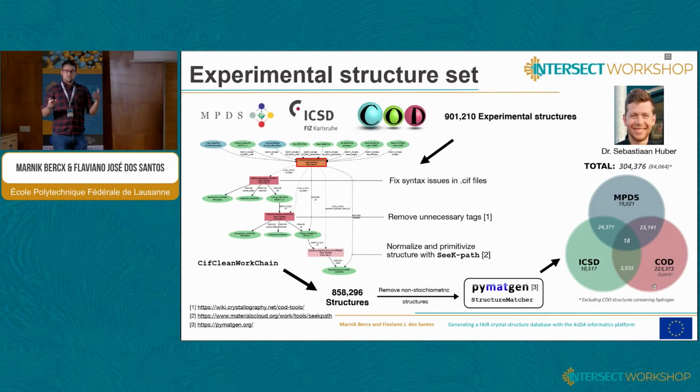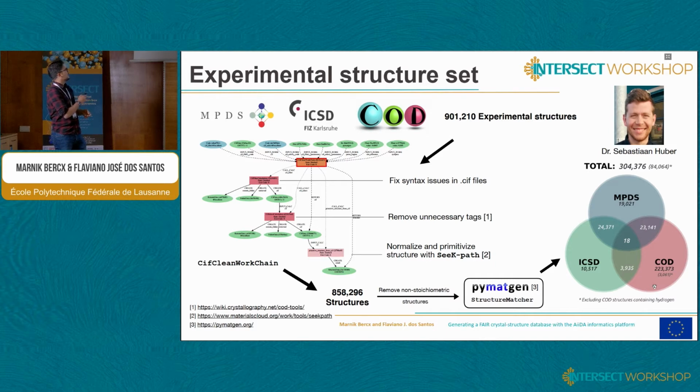So in order to construct this database that I mentioned, we start from these three experimental databases, which give us about 900,000 experimental structures. Now, these experimental structures are expressed in a CIF format, and these CIF files tend to have certain issues. So what we first do is use this CIF-clean work chain, completely tracked by AiiDA.